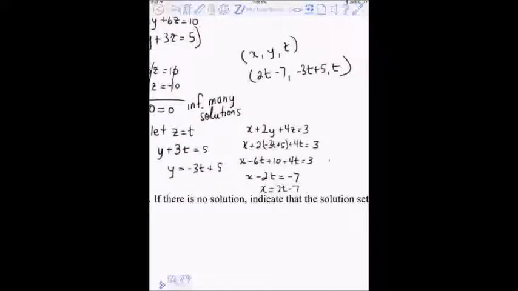Now remember, the reason for parameterizing or writing the general solution is if there are infinitely many solutions, then this form allows us to come up with as many solutions as we want by letting t equal different values. For example, if t equals 0, then 2 times 0 minus 7 is negative 7, and negative 3t plus 5 would be negative 3 times 0 plus 5, which is 5. So there's one of the solutions, negative 7 comma 5 comma 0. Using that same technique, you can generate any number of solutions by letting t equal different values.